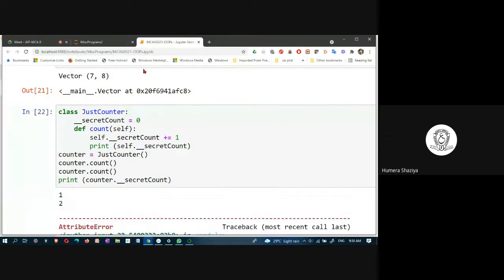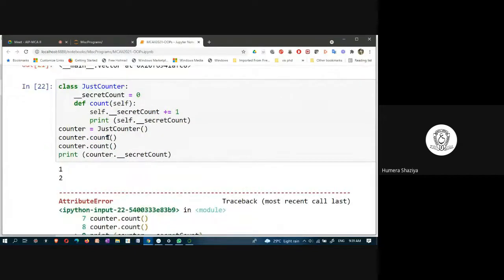Let's execute it. First, 1. How is 1 obtained? 1 is obtained when this count function is called, counter.count. Count is printing self.__secret_count. So it prints 1. Second time when it is calling count, it is incrementing count and printing 2.